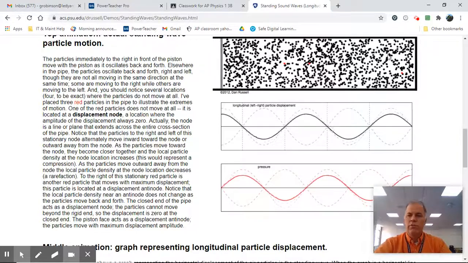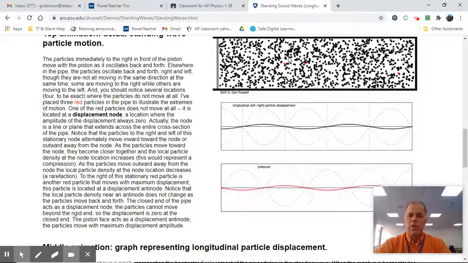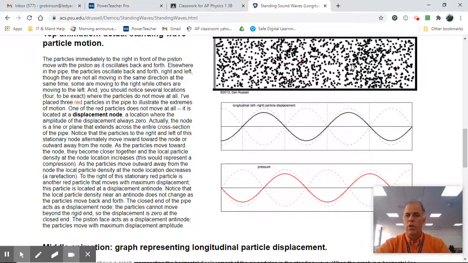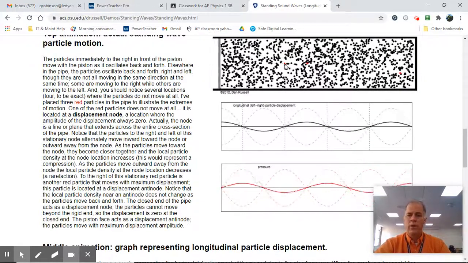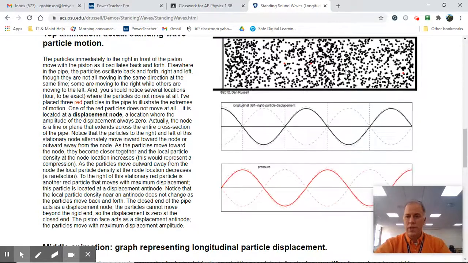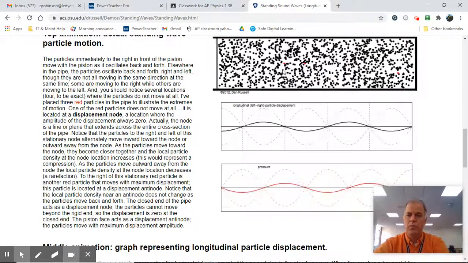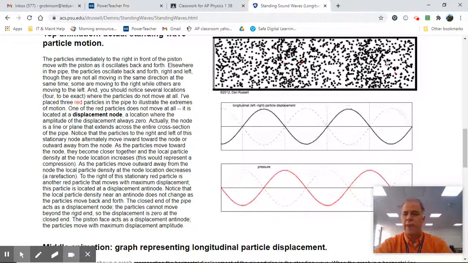Okay, so it looks sort of like an accordion, but if you look closely, you can see there are some places where the air molecules are not moving at all, and other places where they're moving back and forth a lot. Those are the nodes and the antinodes. We need to know this because we're setting up a standing wave in a tube of air.